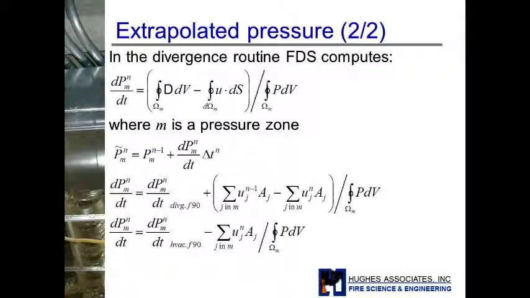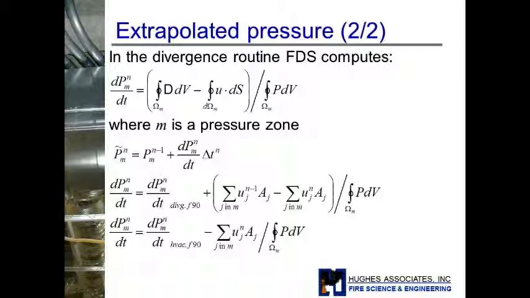The way we do that is FDS right now has the ability, through an input called ZONE, where you can define a pressure zone within the model where FDS keeps track of the change of the bulk pressure of that zone. And this is how FDS does that. It integrates the divergence and the volume flow through the boundaries, and from that it determines what the pressure rise is of this volume.